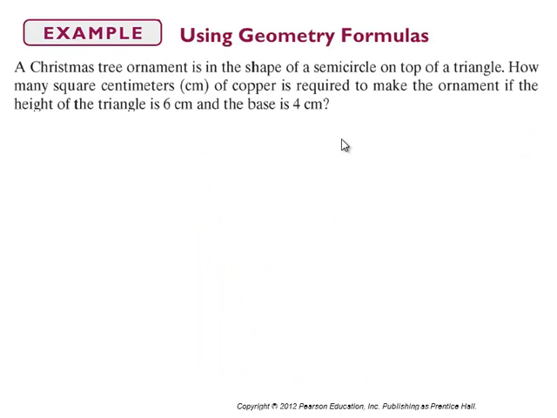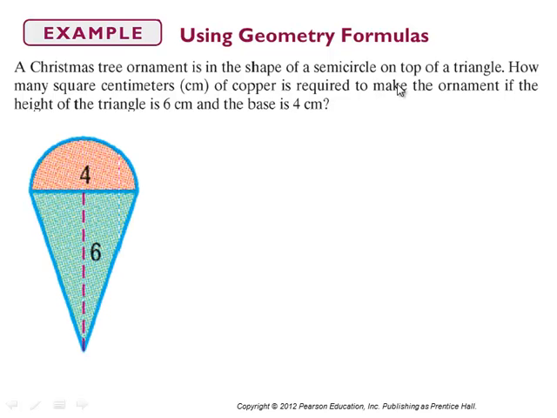So I've got a question for you. Suppose that we've got a Christmas tree ornament in the shape of a semicircle on the top of a triangle. It looks like this, kind of like an ice cream cone. Semicircle on top of a triangle. How many square centimeters of copper is required to make the ornament?